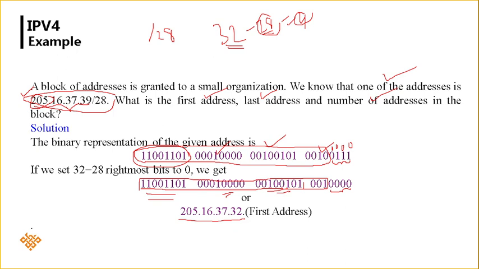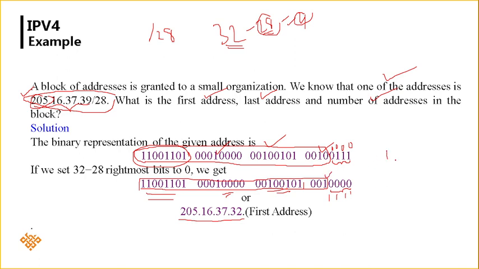205.16.37.32. Sorry, 32. So which will be your last address? The last one, that is 1111. So that is your last system IP address. So what does it mean here? Till here it is the network ID, no?